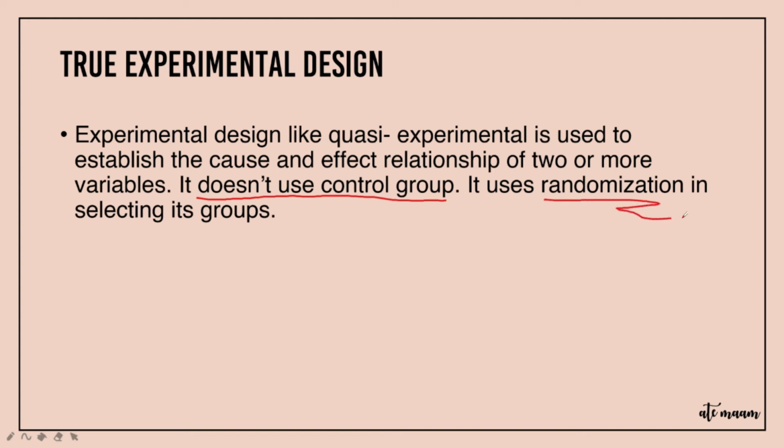So baka malito kayo between quasi-experimental at saka true experimental. Ang pinagkaiba lang nilang dalawa is hindi gumagamit ng control group or hindi gumagamit ng unexposed group si true experimental. Gumagamit siya ng random sampling or randomization.